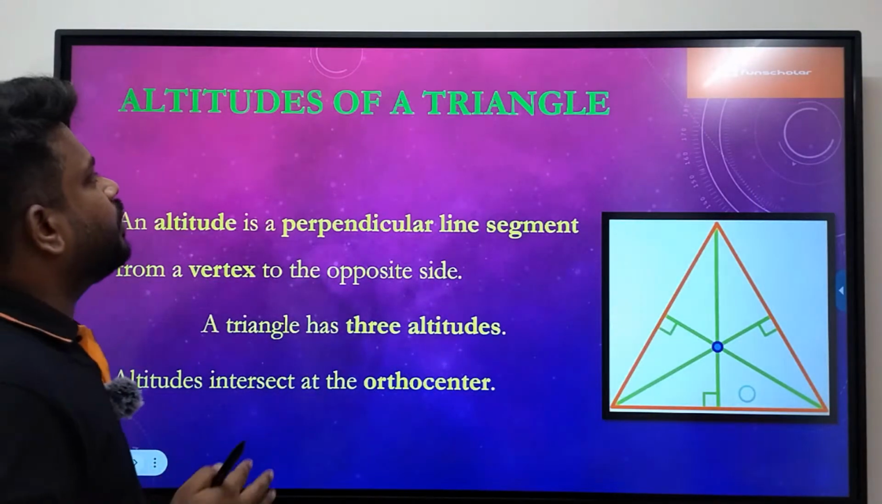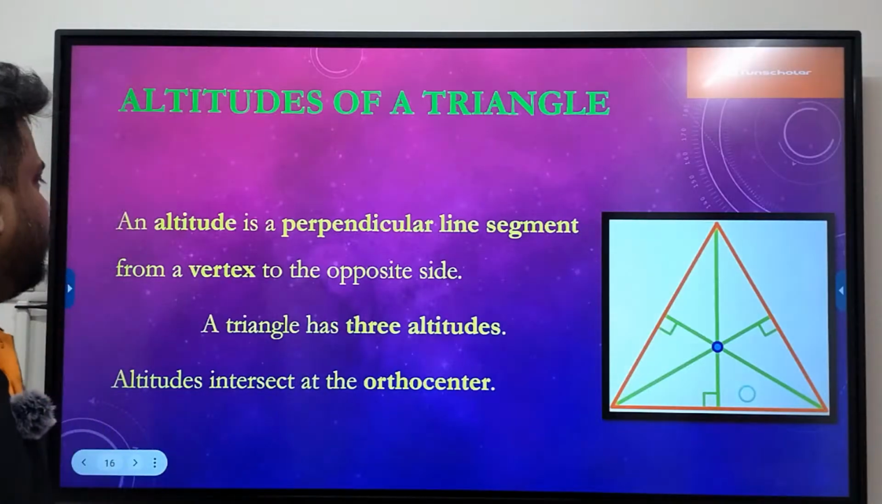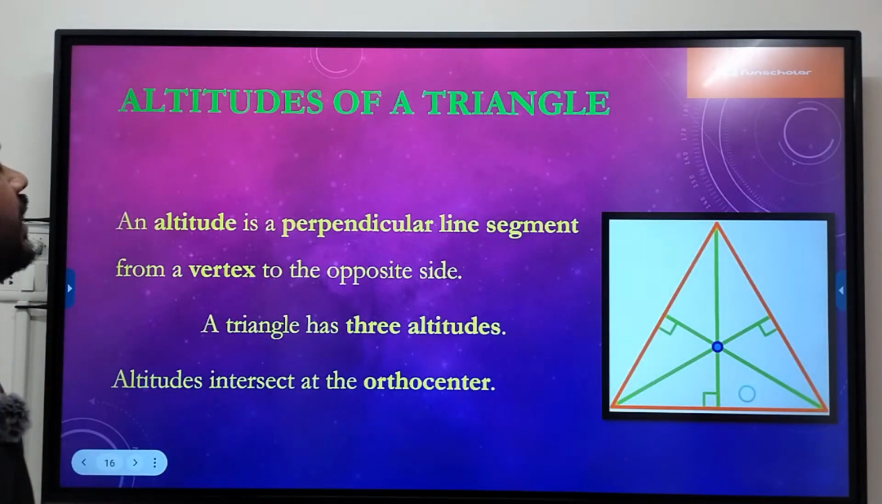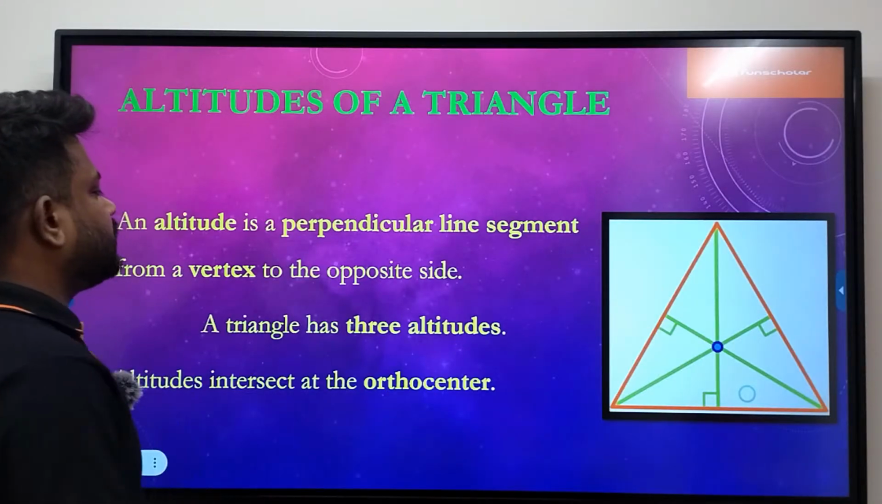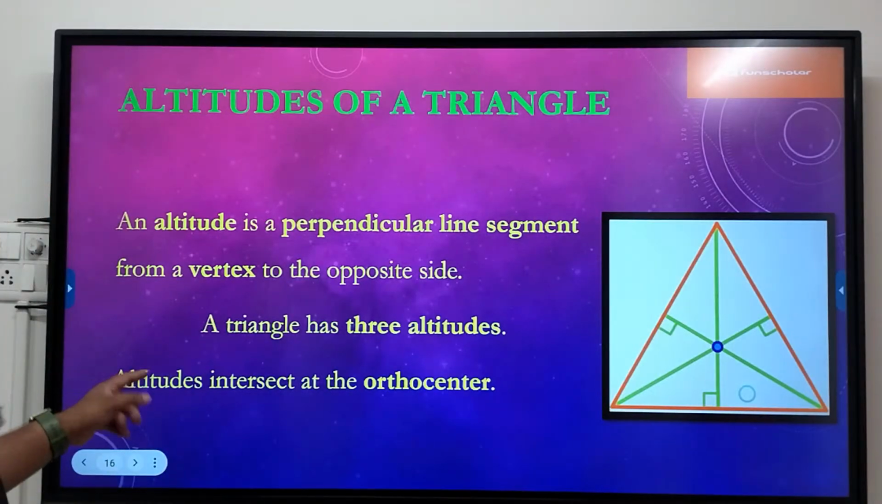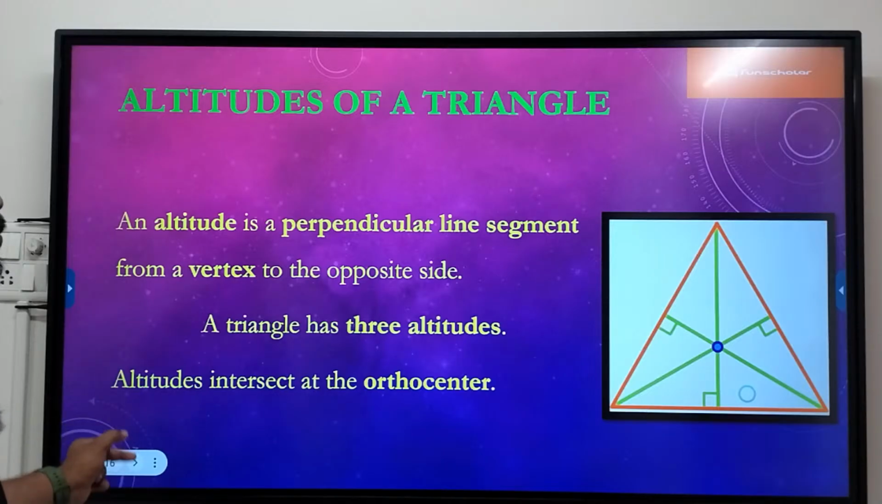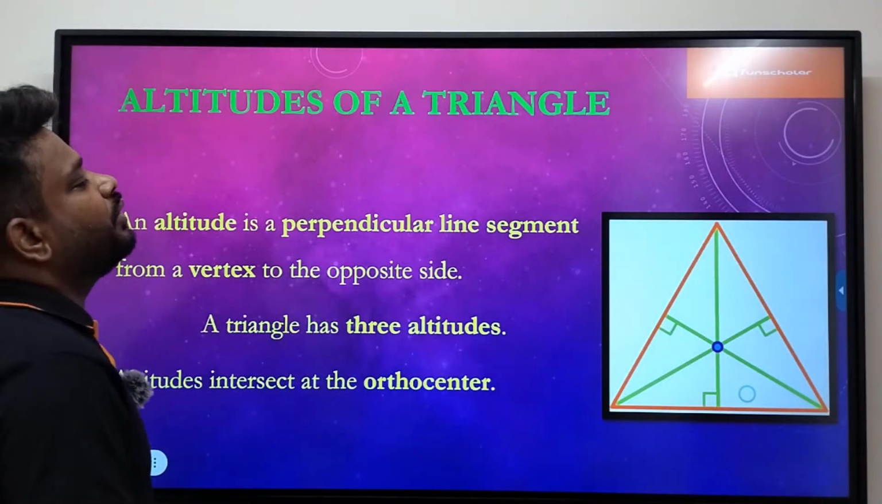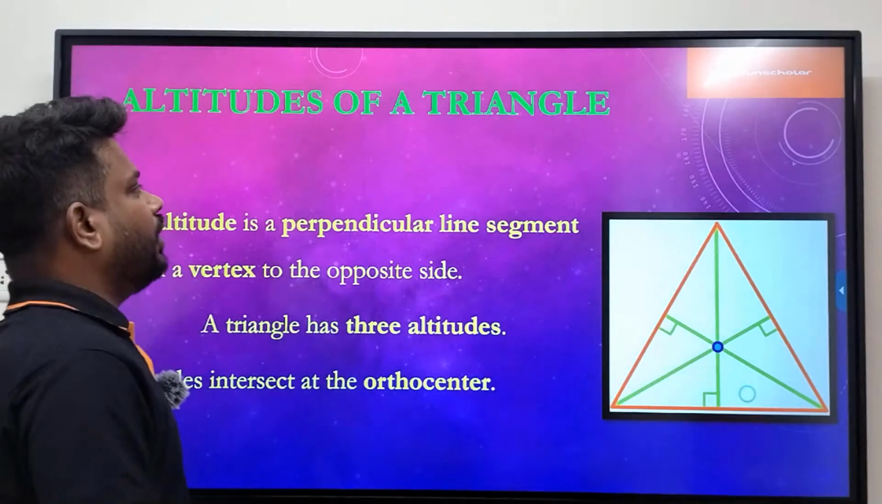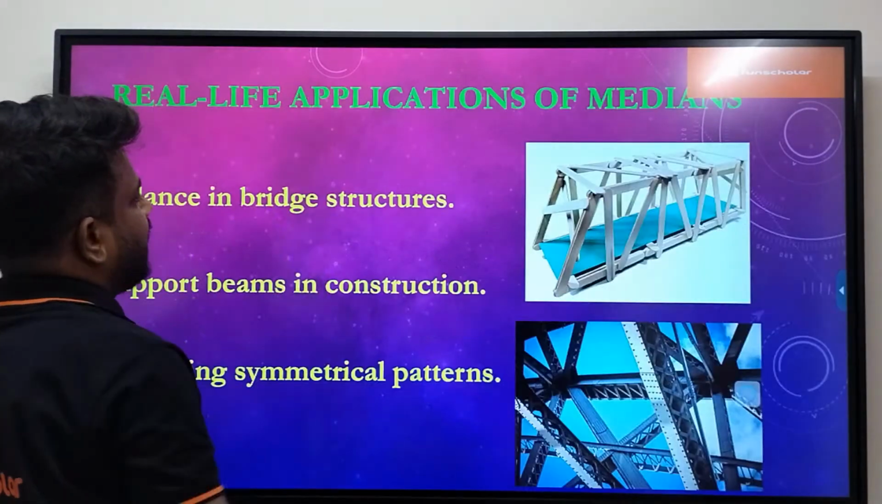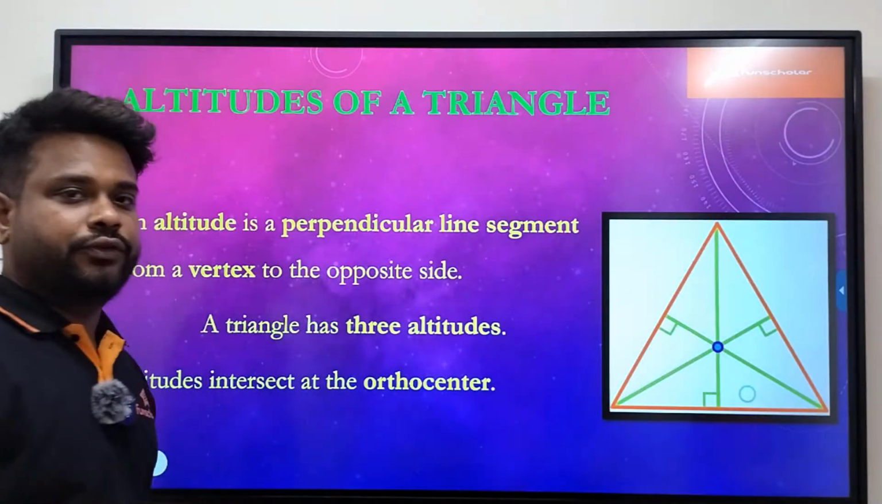Now we will discuss what the altitudes of a triangle are. An altitude is a perpendicular line segment from a vertex to the opposite side. A triangle has three altitudes. Altitudes intersect at the orthocenter. Okay, and talking about altitudes, they can also be considered as the height of any triangle.